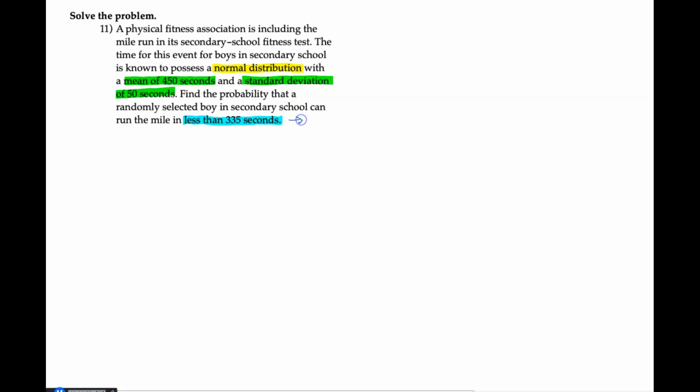So what they're asking us here is, what is the probability of the event occurring in under 335 seconds? So we're going to need that information. Let's write down what it is that we know. Well, first of all, we know the mean. It was given. It's mu, 450 seconds with a standard deviation of 50 seconds.